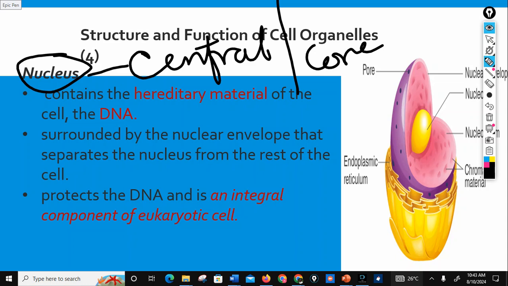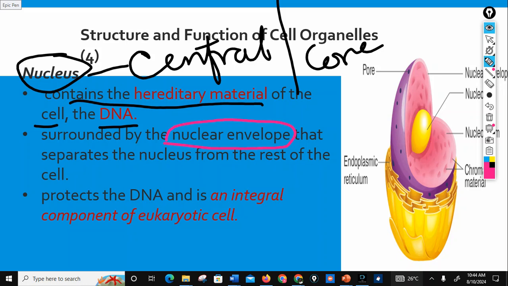So let's talk about what it contains. It contains the hereditary material of the cell, which is the DNA. It also contains a special structure known as the nucleolus, which is specially stained. It is stained differently from other parts of the cell. Now, it is enclosed within an envelope. It's called the nuclear envelope.